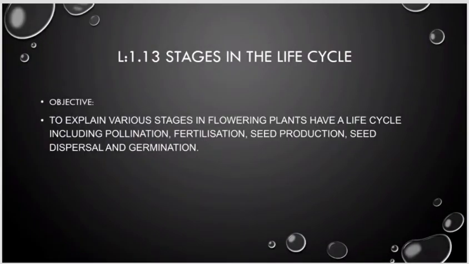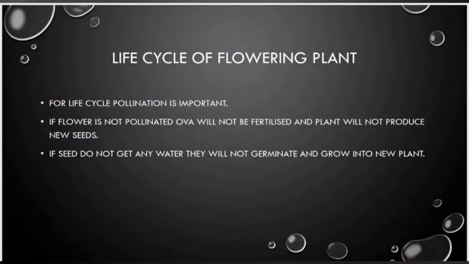Our lesson for today is lesson 1.13, Stages in the Life Cycle. The learning objective of this lesson is to explain various stages in the life cycle of flowering plants, including pollination, fertilization, seeds production, and seeds dispersal and germination. So at the end of this lesson, you will be able to explain the various stages in the life cycle of flowering plants.